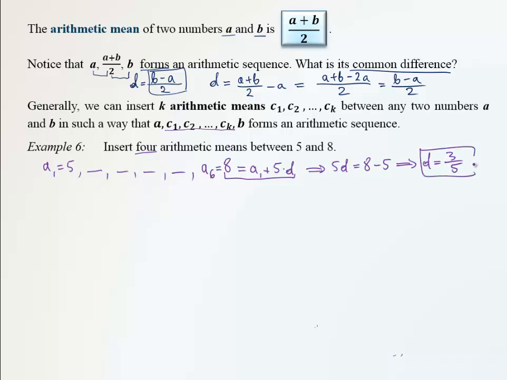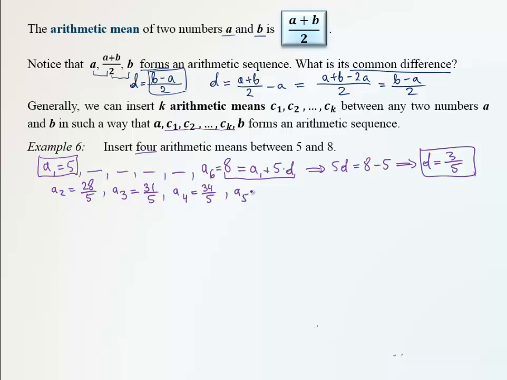So we have the common difference and we have a1. Therefore, we can recover all 4 numbers in between. Therefore, a2 is 5 plus 3/5. Since 5 is 25/5 and 3/5 is added, that gives 28/5. a3 is a2 plus 3/5, so it's 31/5. a4, 31 plus 3 is 34/5.